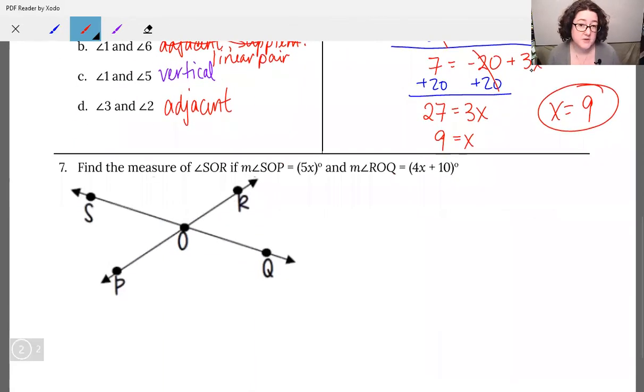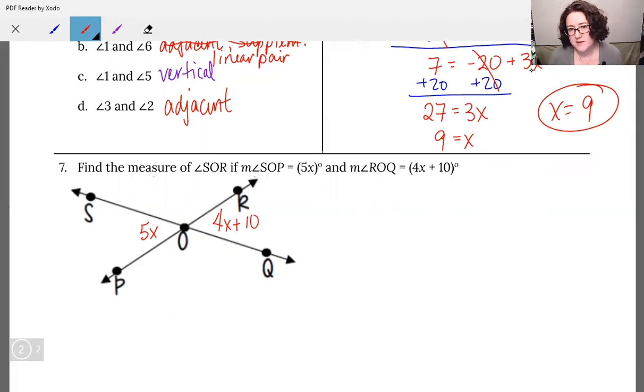Again, I gave you the info, but I didn't label it. So we don't know what attack method to use yet. It could be vertical angles, it could be supplementary angles, it could be linear pair. I don't know until I organize my information. So this one asks us, find the measure of angle SOR if angle SOP is 5x. SOP is the angle on the left, and angle ROQ, tracing my side, so I'm looking at the right-hand angle, is 4x plus 10.